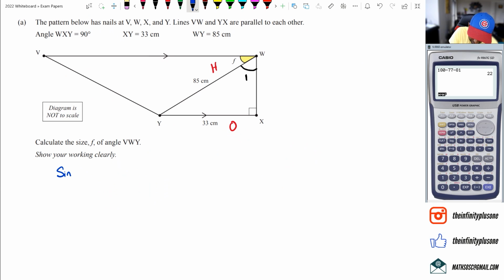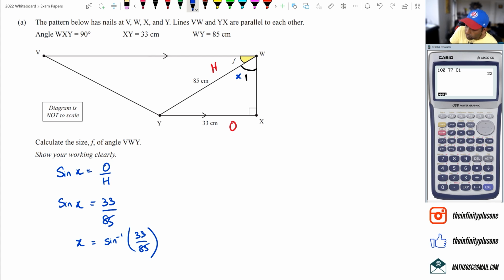So sine, let's call this x. Sine of x is going to be opposite over hypotenuse. So sine of x is equal to 33 over 85. And then x is equal to inverse sine of 33 over 85. I just want to double check. Yeah, my calculator is still in the right mode. So we've got shift sine of 33 divided by 85. And that's going to give me 22.85 degrees. So x is equal to 22.85 degrees.